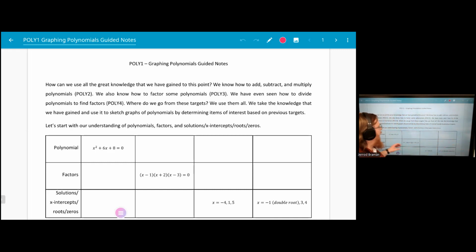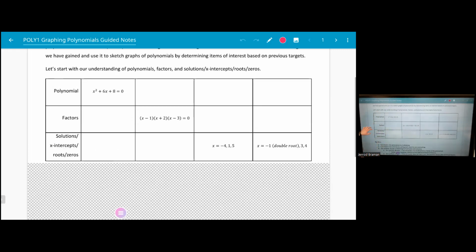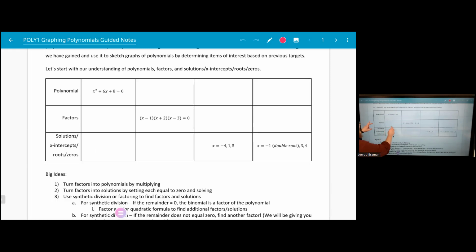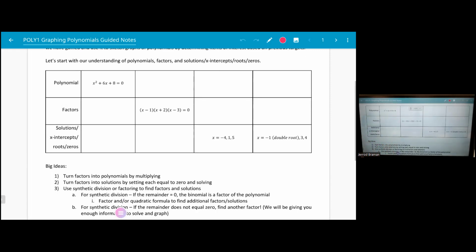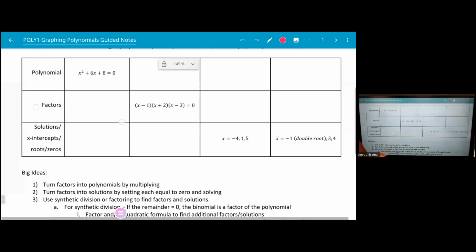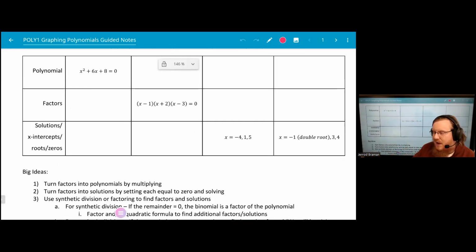So what we're going to do right now, we're going to take all this knowledge and combine it together. We're going to start with our understanding of what's a polynomial, what's a factor, and what's a solution, or x-intercept, or root, or zero, however you want to think about this. All right. So if we have this polynomial, this is a trinomial, by the way, because there are three terms.